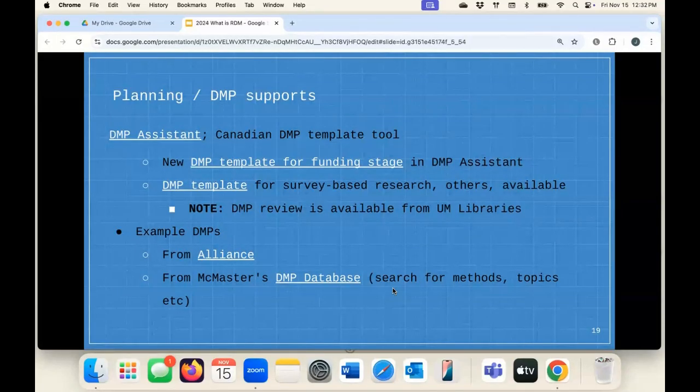There's also a collaborative function, so you can have people from multiple places come in and look at the same document. There's a number of templates in this tool. One of them is new this summer, and it's a template for the funding stage specifically. Obviously, if you're working on a DMP before you started your project, before you know how much money you're going to have, you're not necessarily going to know all the super specific things, right?